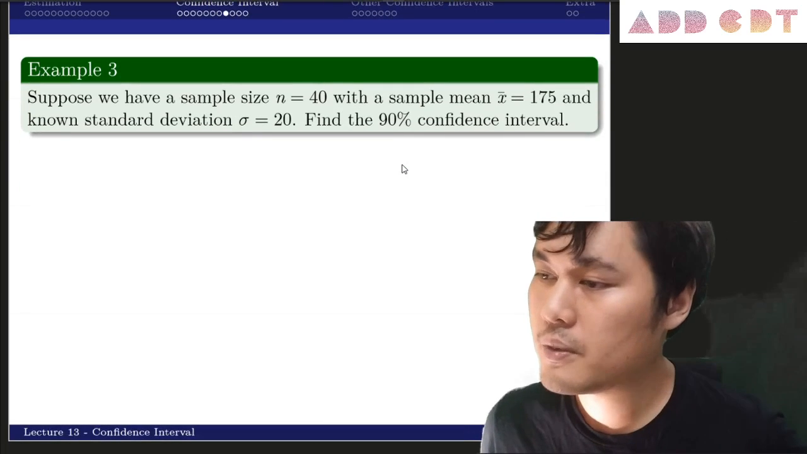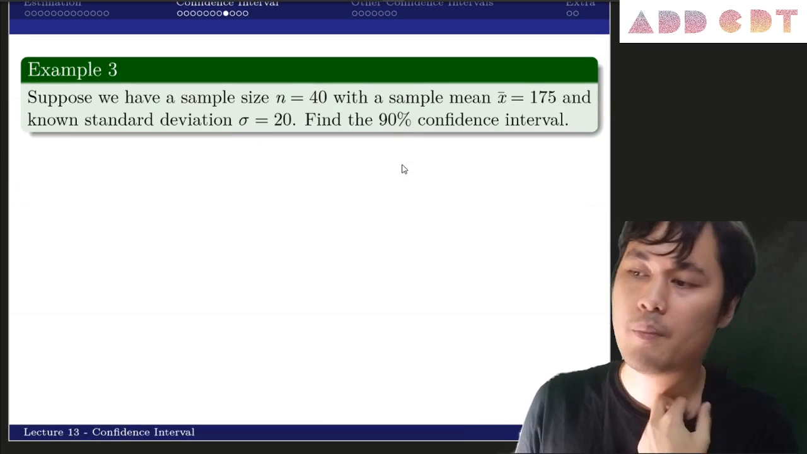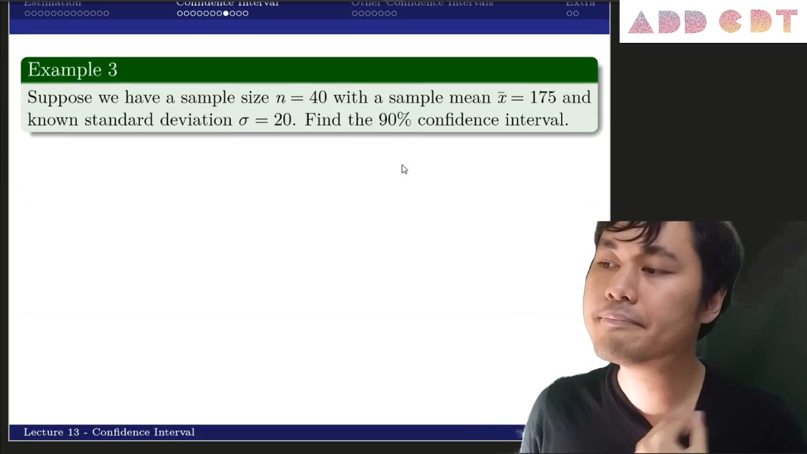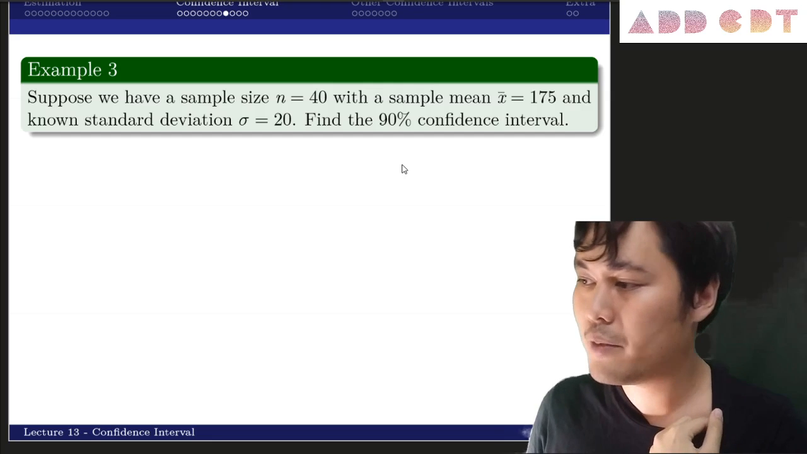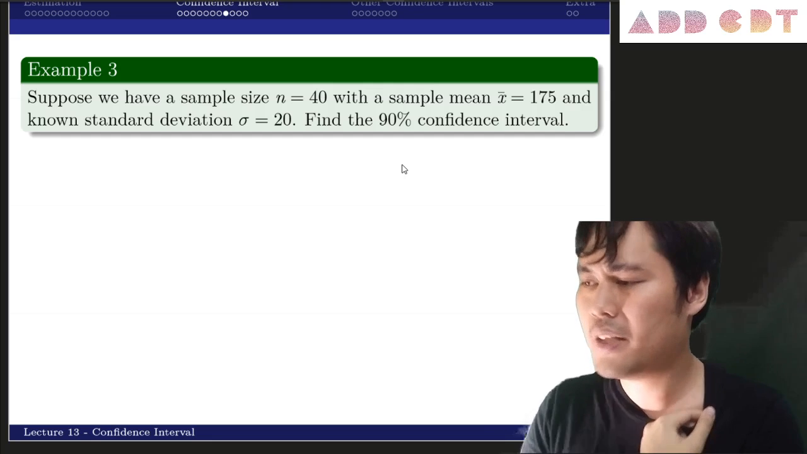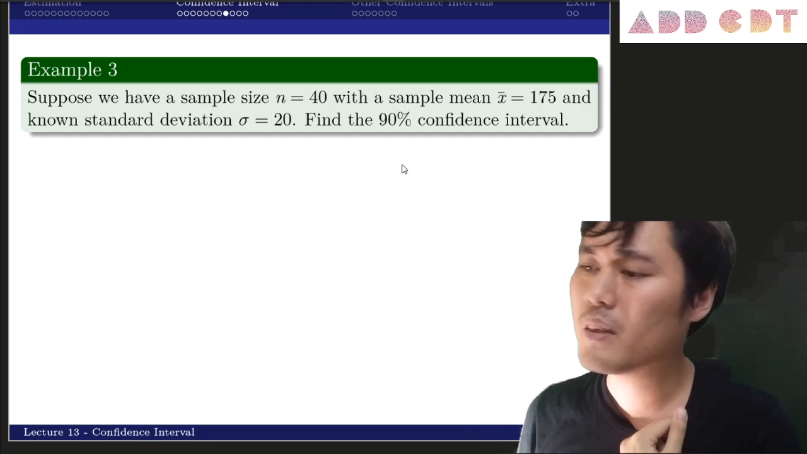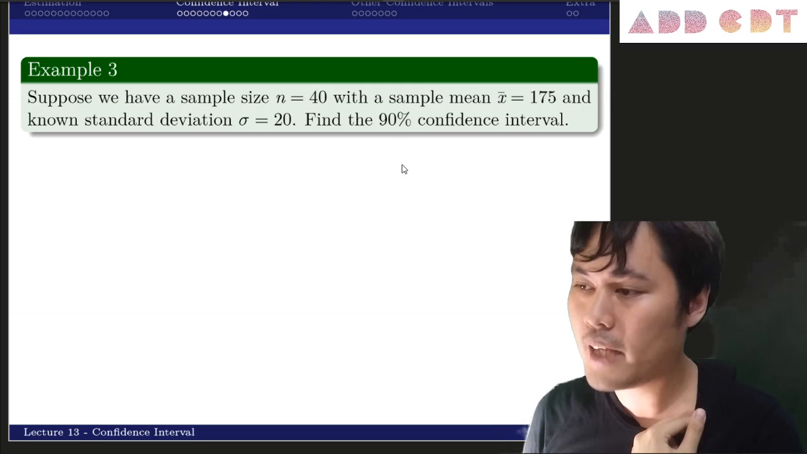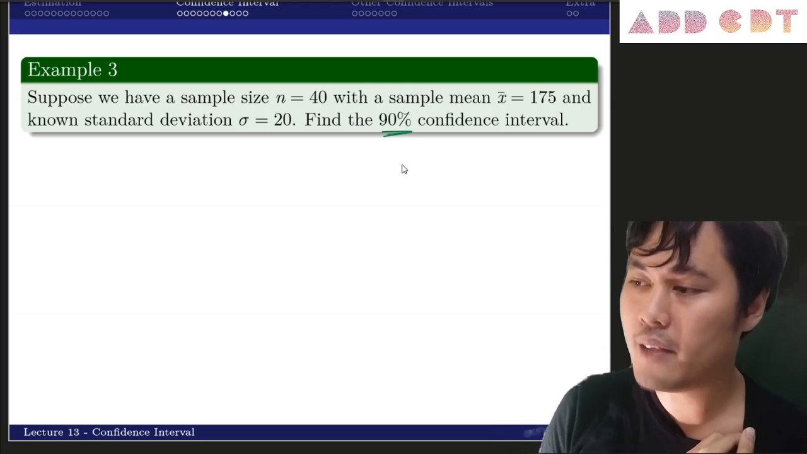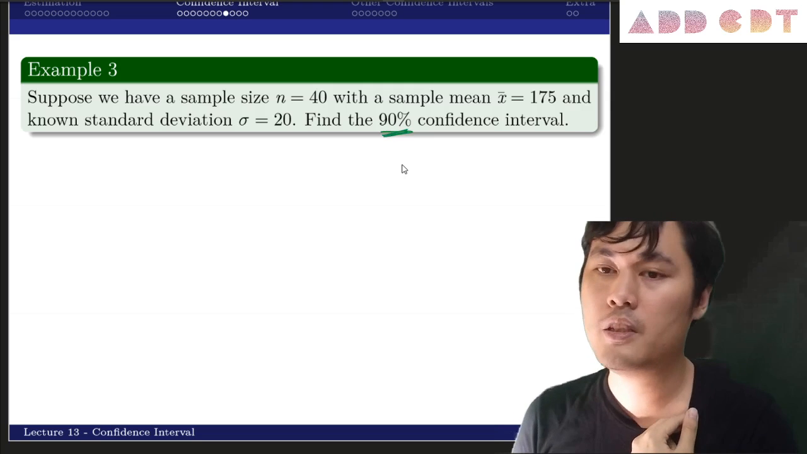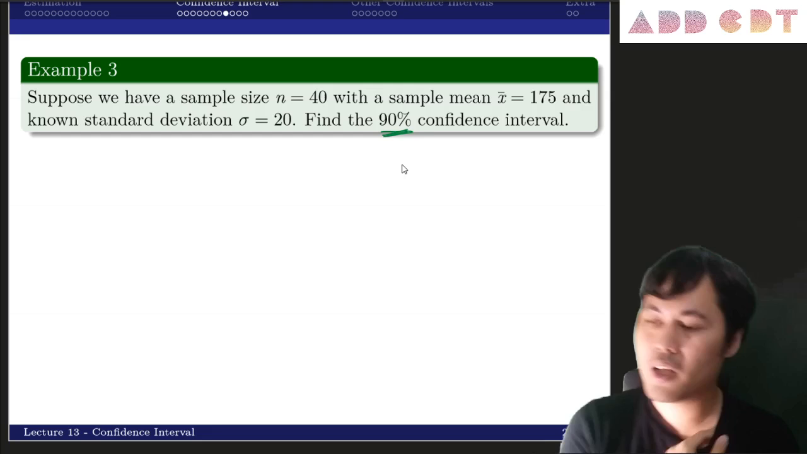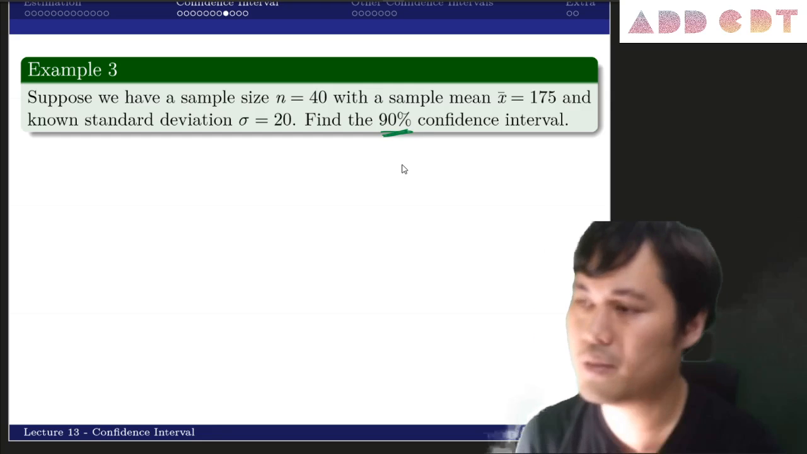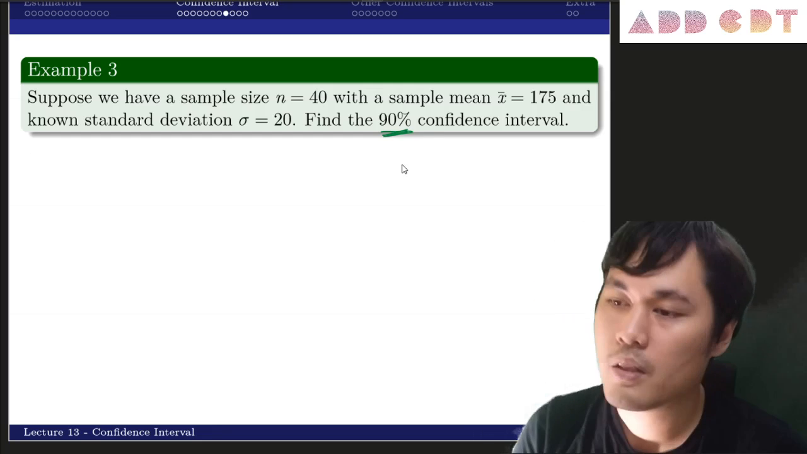So let's take a look at one example. Suppose we have a sample size n equals 40 with a sample mean x bar of 175. Again, that looks like a height, and with known standard deviation of 20. Now we want to find a 90% confidence interval. Last time we did 95, but if you want to find 90% instead, let's do that.